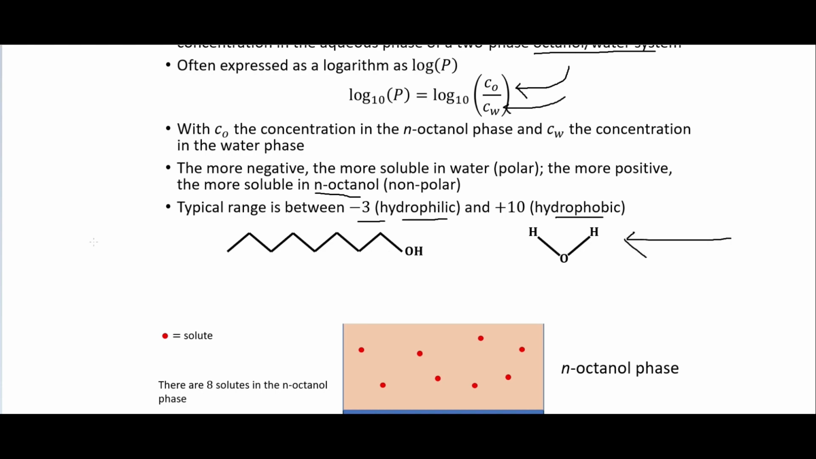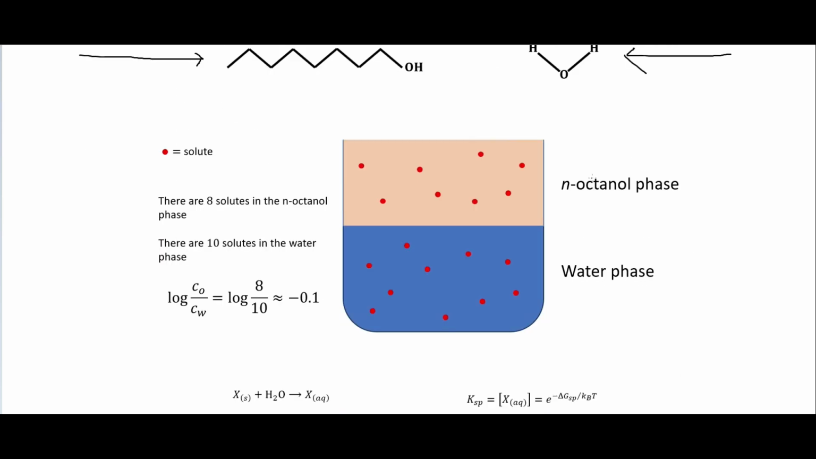We have our water and our N-octanol. And so we can think about it this way, where we have our N-octanol phase and our water phase, and we just look at the concentration in the N-octanol, which in this case we have 8, so we put the 8 there. In the water phase we have 10 here, so we put 10 right there, and this ends up being a -0.1, which makes sense.